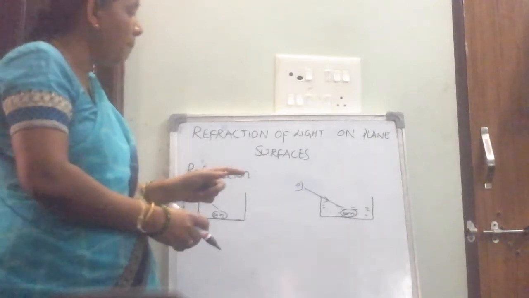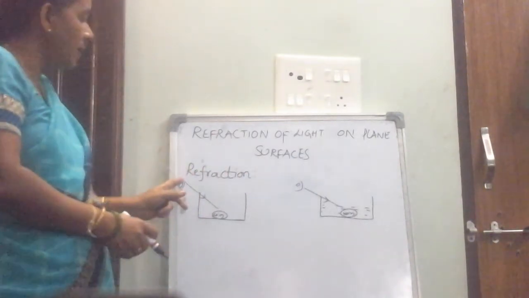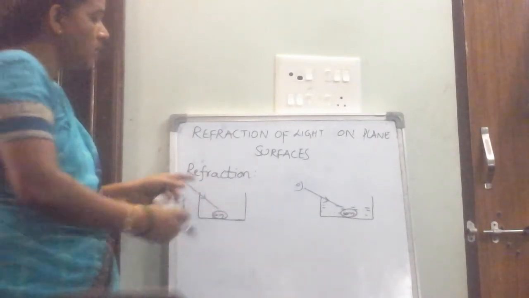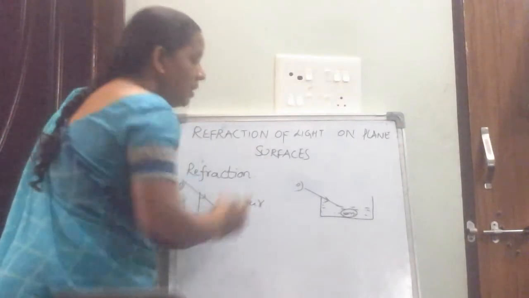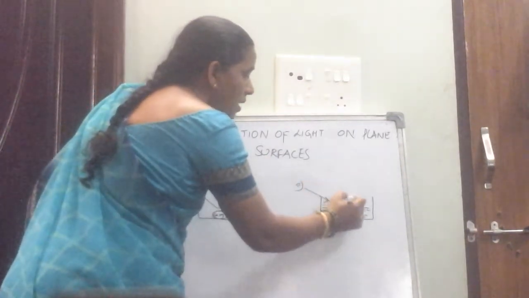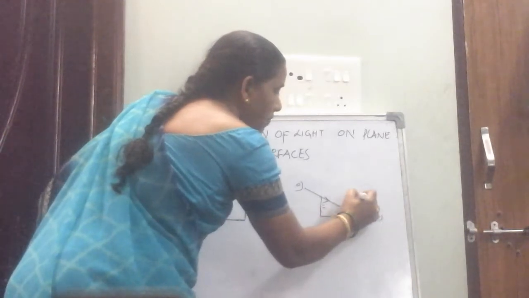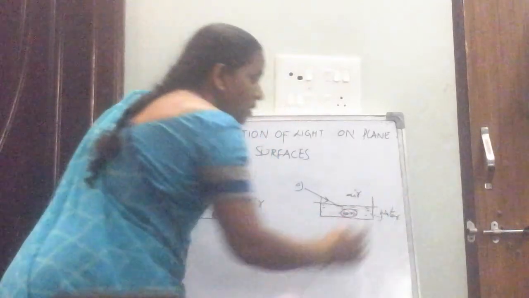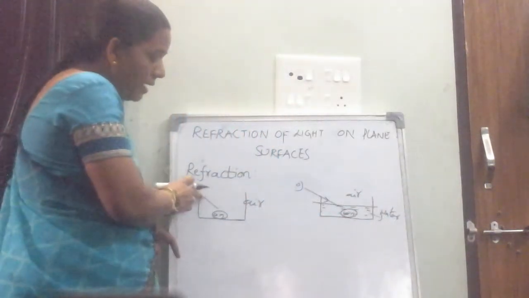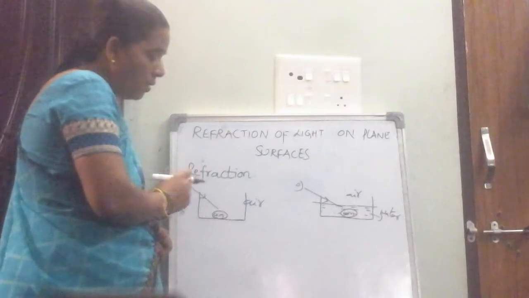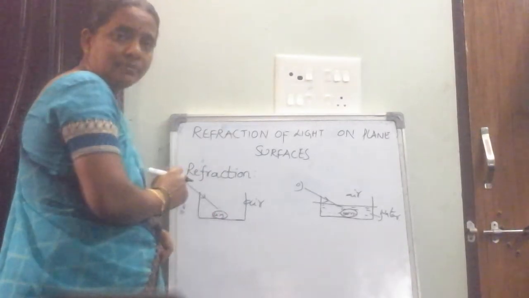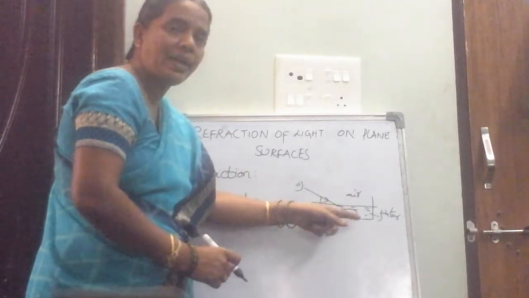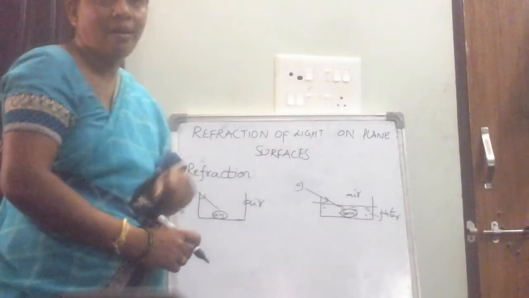Here also, when light is travelling, in this vessel only air is present. Whereas here, some air will be there and some water will be there. Here, light passes only through air, so we cannot see the coin. Here what happens? It is travelling from air to water, which means there will be two media.